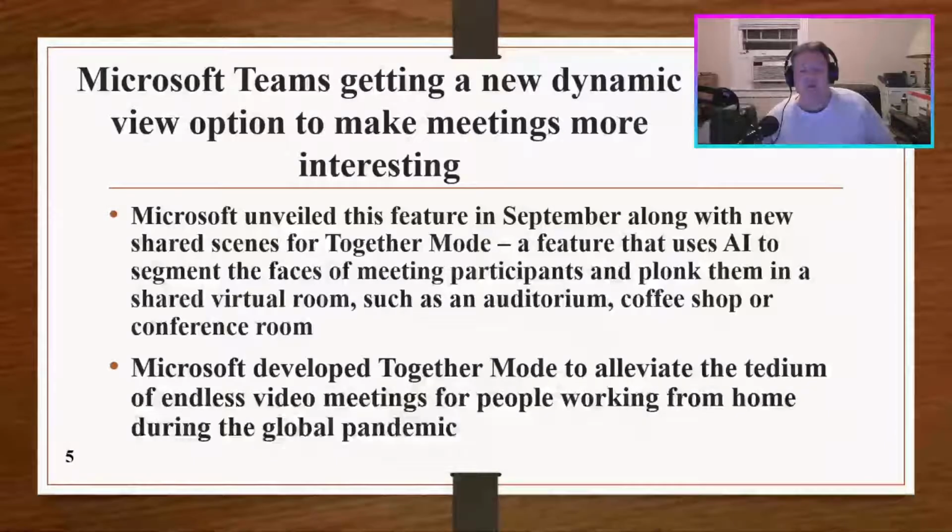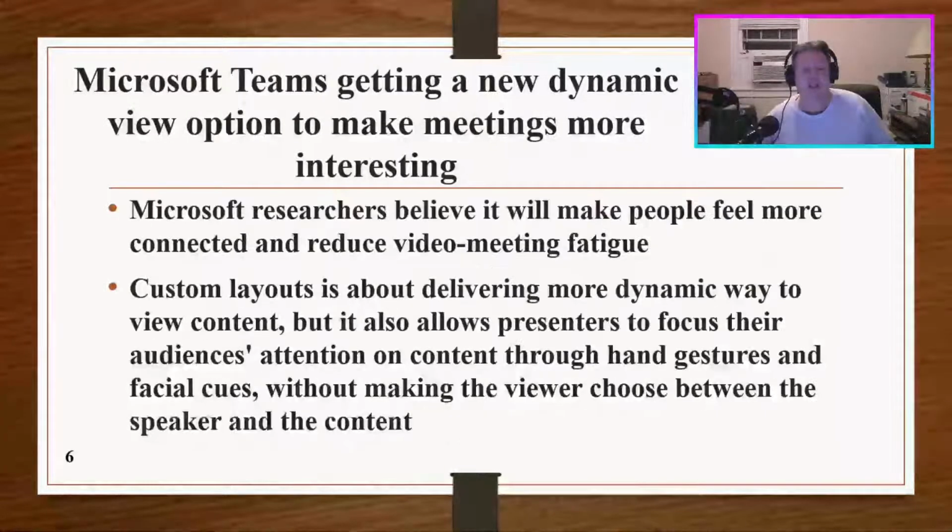Microsoft unveiled this feature in September, along with new shared scenes for Together Mode, a feature that uses AI to segment the faces of meeting participants and plonk them in a shared virtual room, such as an auditorium, coffee shop, or conference room. Microsoft developed Together Mode to alleviate the tedium of endless video meetings for people working from home during the global pandemic. Microsoft researchers believe it will make people feel more connected and reduce video meeting fatigue.